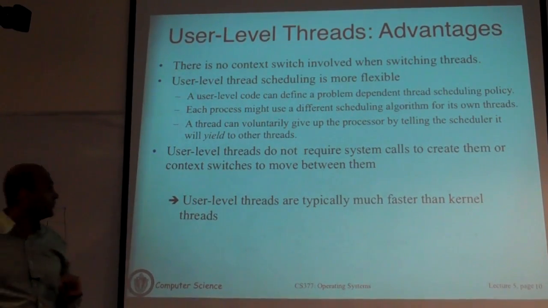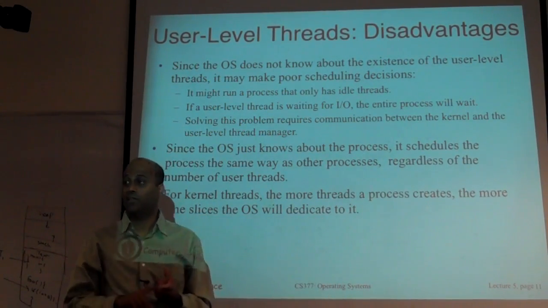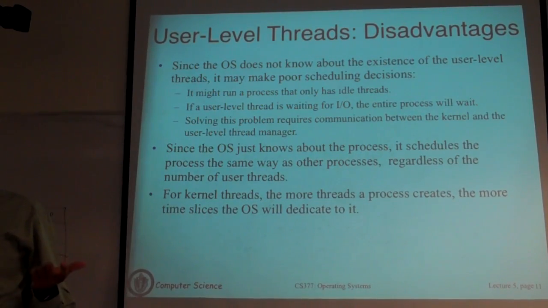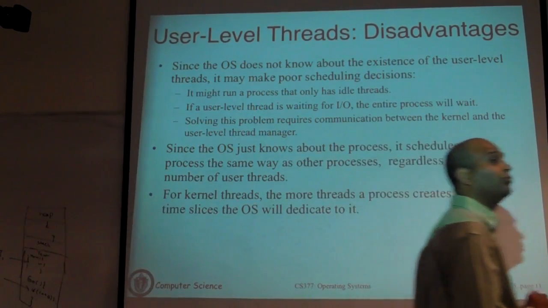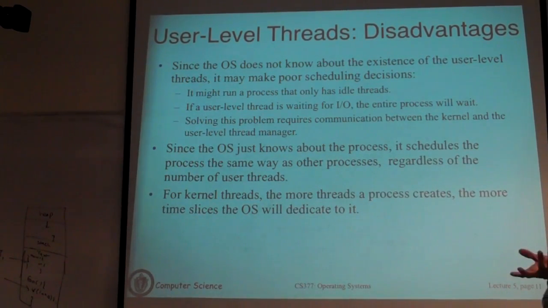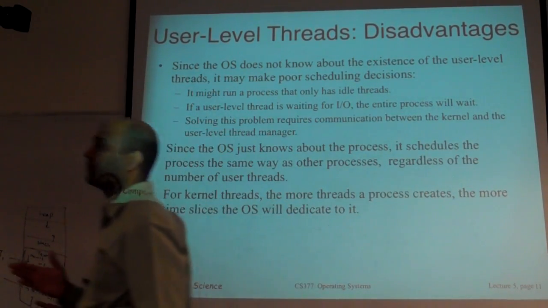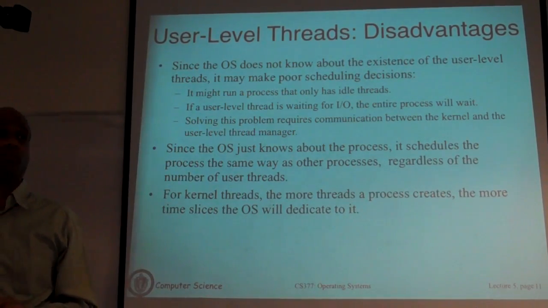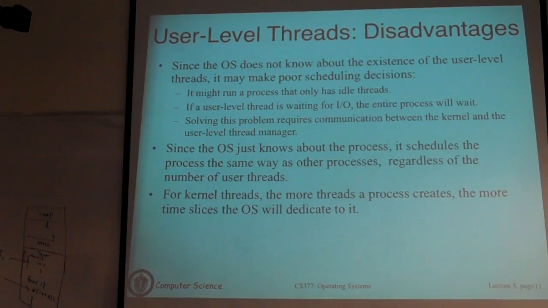And there are two main disadvantages, which I think are on the next slide. First disadvantage is basically the advantage also works against you. Since the kernel doesn't know about the existence of threads, it doesn't know how to schedule you any better than it schedules a single threaded, traditional process. What does that mean? If process A has 10 threads and process B has 1 thread, they may still get the same amount of CPU time.